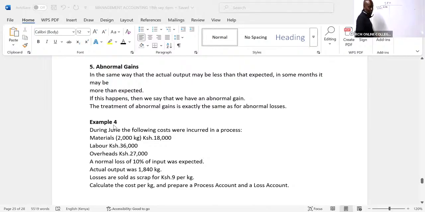And then, ladies and gentlemen, I go to the other side, I can see a normal loss of 10%. So I'm able to see a normal loss of 10% of 2000, which gives me 200. And then I can see an actual output of 1840. So, and that is it. So go ahead and do your balancing figure.